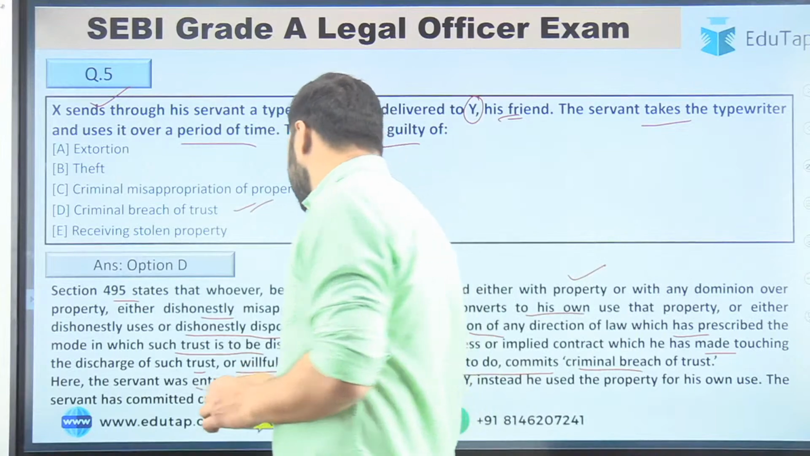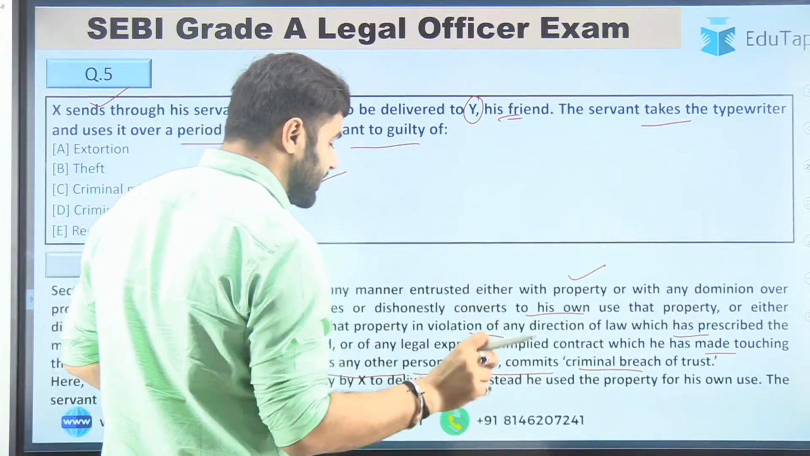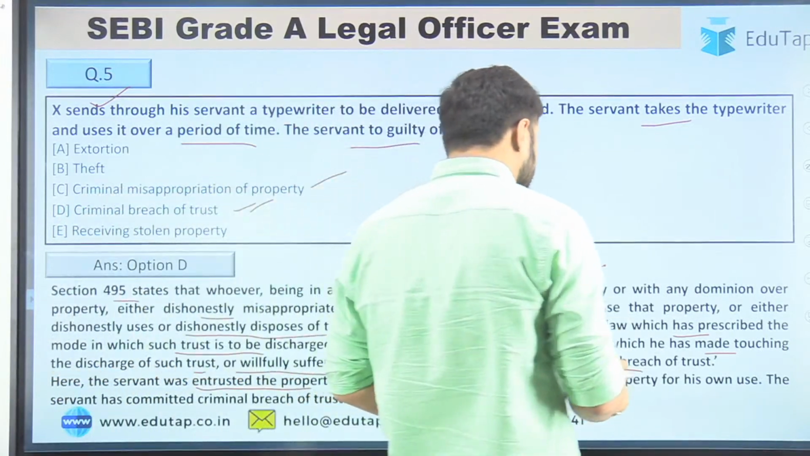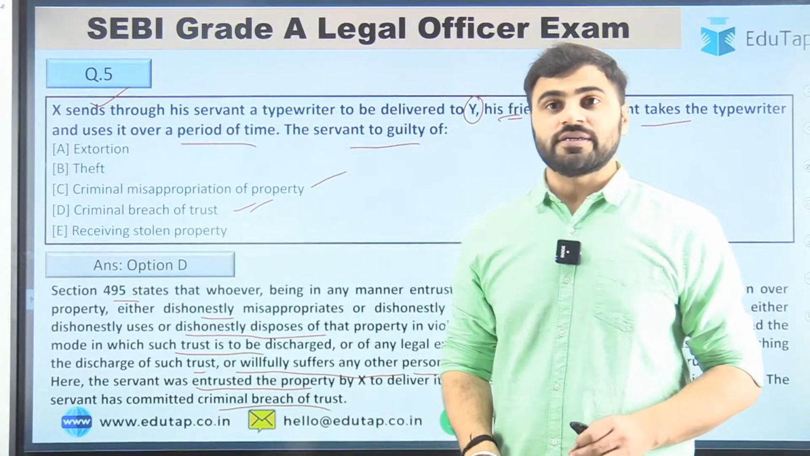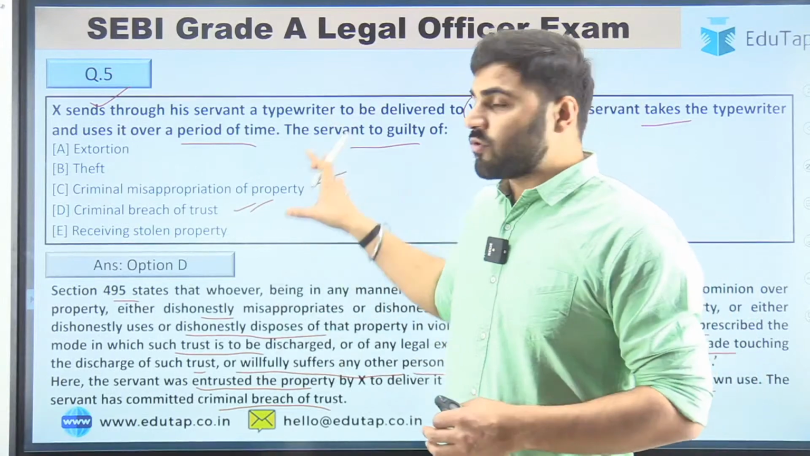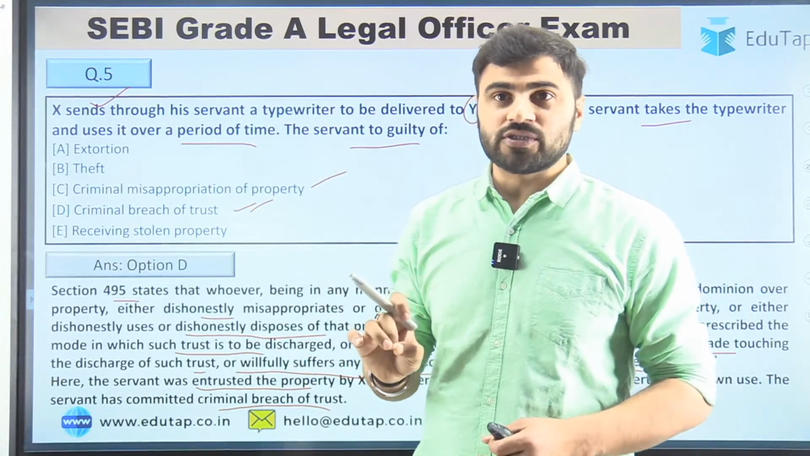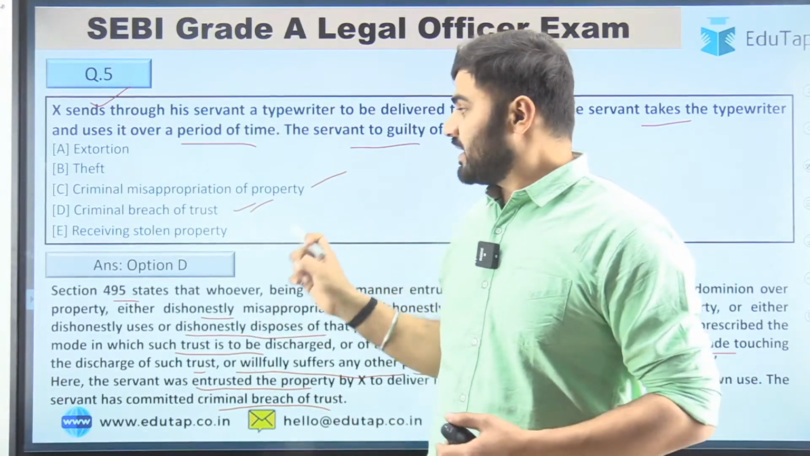So here the servant was entrusted the property by X to deliver it to Y. Instead he used the property for his own use. The servant has committed criminal breach of trust, right guys? So those who are aware of the provision, they can easily solve these kinds of questions. So those who are saying option number D, they are correct.